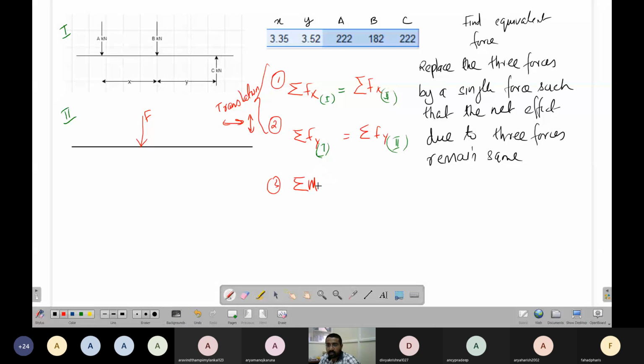Now we have one more: the summation of moment about some point for system 1 should be equal to the summation of moment about some point for system 2. Rather, this is the summation of moment about any point in this plane, and the two points should be the same.